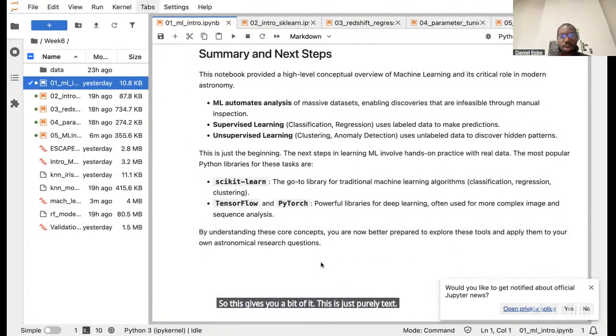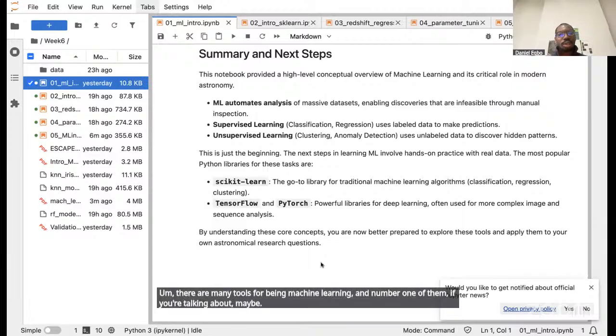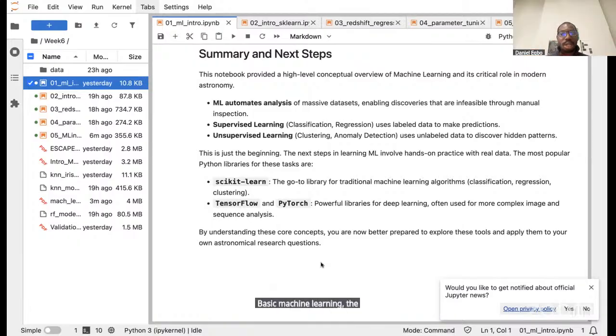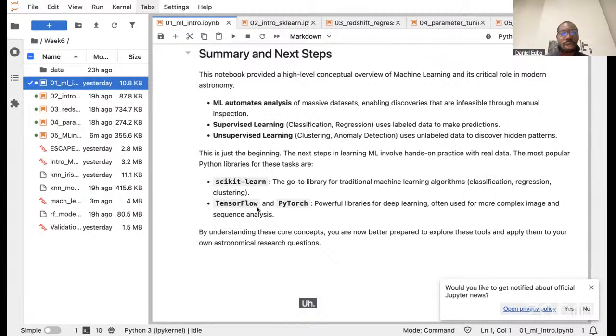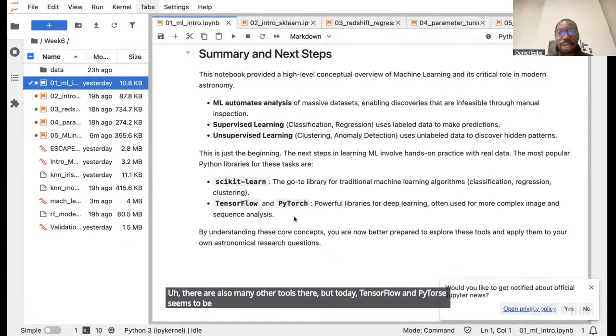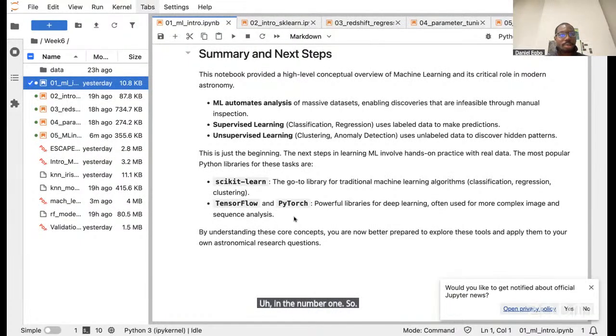There are many tools for doing machine learning. And number one of them, if you're talking about maybe basic machine learning, the most popular amongst them is Scikit-learn. And then on the other hand, in case where you are looking for high computing infrastructure or hardware, you start talking about deep learning. And in deep learning, you have things like TensorFlow, PyTorch, and there are also many other tools there. But today, TensorFlow and PyTorch seem to be ranking number one. So these things are there for you to consume.